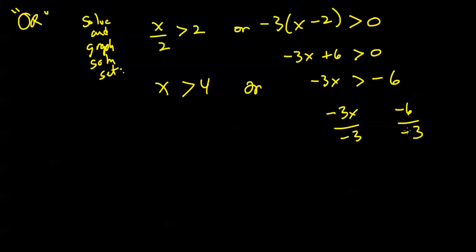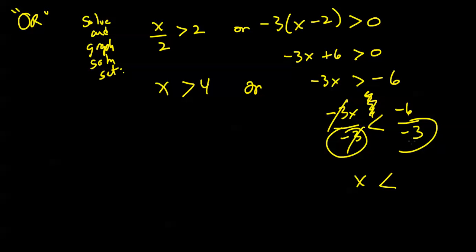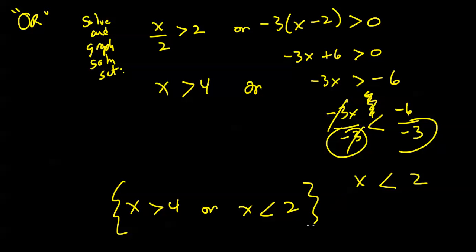I'll take both sides of the inequality and divide by negative 3, and when you're dividing by a negative, you've got to reverse the arrow. The minus 3's cancel here, and minus 6 over minus 3 is positive 2. So my solution set is x is greater than 4, or x is less than 2. Put braces around it and label it as my solution set.